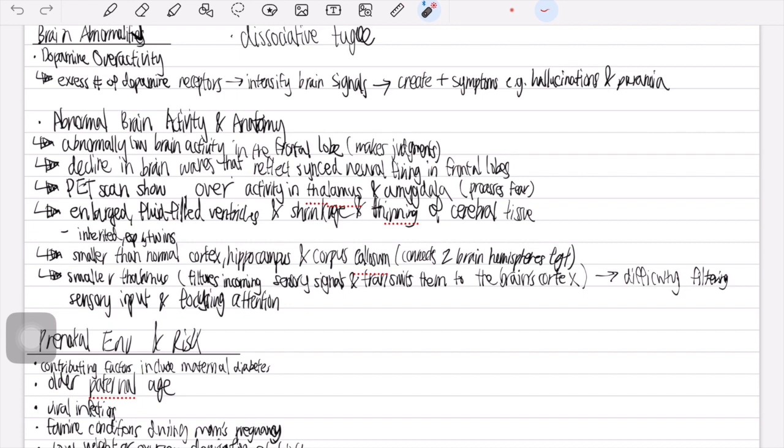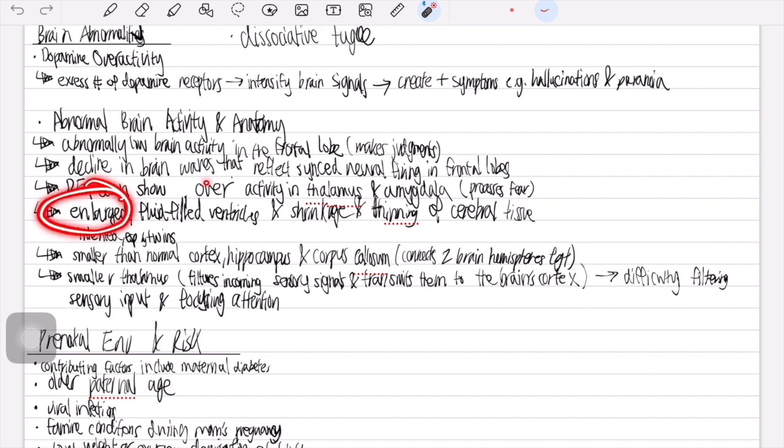And there's also a decline in brain waves that reflect synced neural firing in frontal lobes. So, PET scans show that there's overactivity in the thalamus and amygdala. And again, we must remember that the amygdala is the part of the brain that processes fear. And again, when there's overactivity in the amygdala, this causes paranoia.